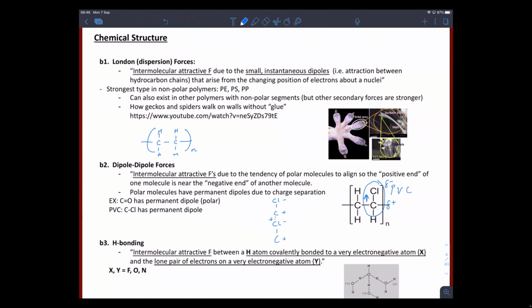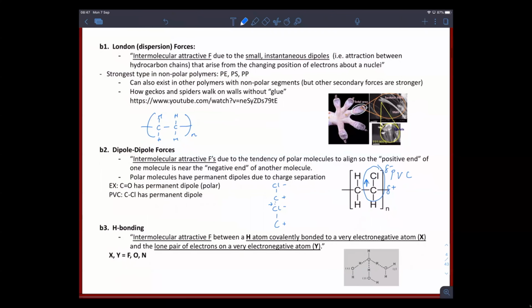Other polar groups are things such as the carbonyl, which has a permanent dipole. The oxygen is electronegative, so it removes electron density from the bond towards itself. And again, the one that we saw before, the carbon and the chlorine, also has a permanent dipole. Now, hydrogen bonding is an attractive force between a hydrogen atom covalently bonded to a very electronegative atom. These electronegative atoms can be things such as fluorine, oxygen, or nitrogen, and it's because they have a lone pair of electrons on the very electronegative atom.